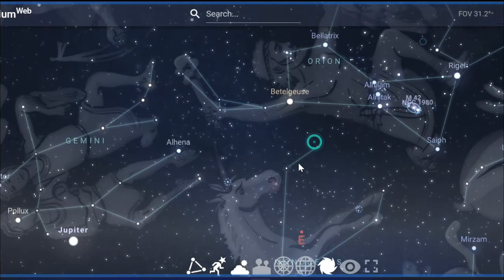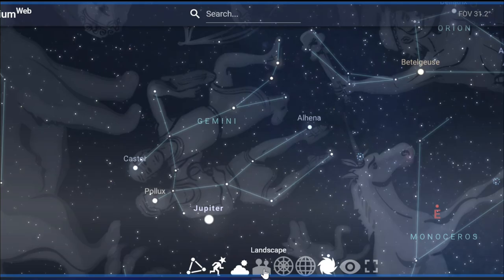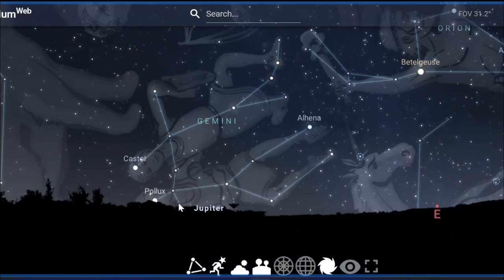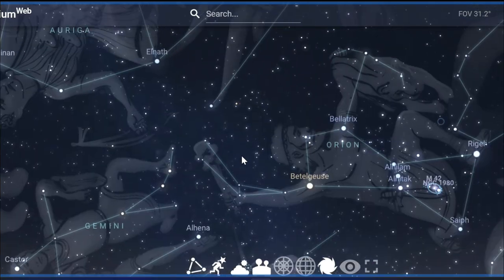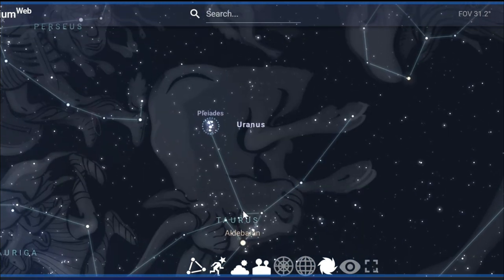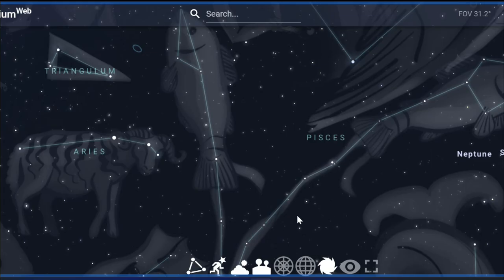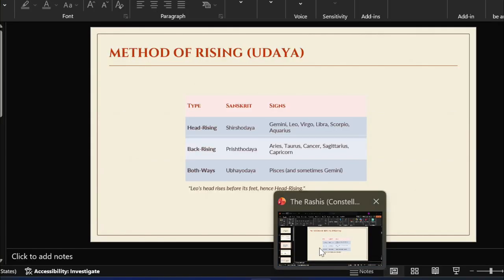Similarly, where is Gemini? This is Gemini. It is difficult to tell whether it is head rising or tail rising. It is more of a tail rising, but you can say both head and tail are rising at the same time. Now Taurus is very easy. Head is down, so it is tail rising. Similarly, Aries. Now you can see head is up, so it is head rising. I hope you understood the concept of head rising and tail rising. What does it mean?